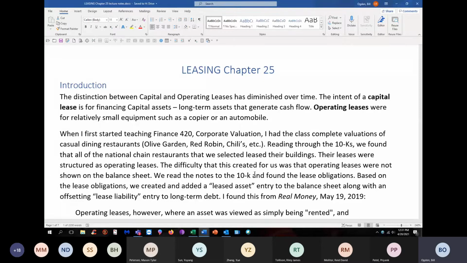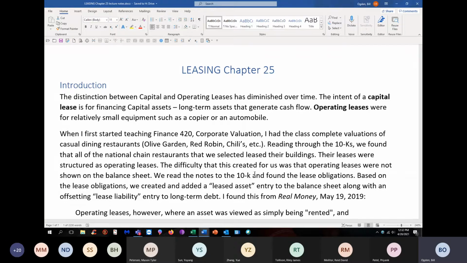Little introduction. The distinction between capital and operating leases has diminished over time. The intent of the capital lease is for financing capital assets, and that would be long-term assets that generate your cash flows. Operating leases were for relatively smaller equipment, at least not your major capital assets.